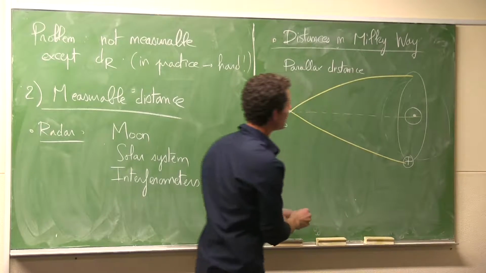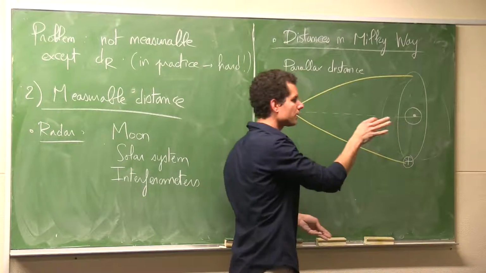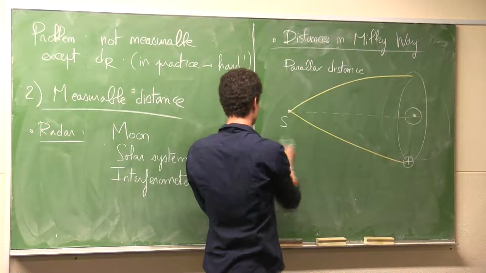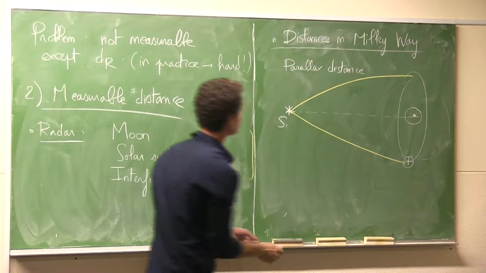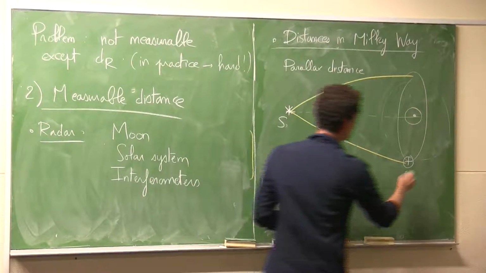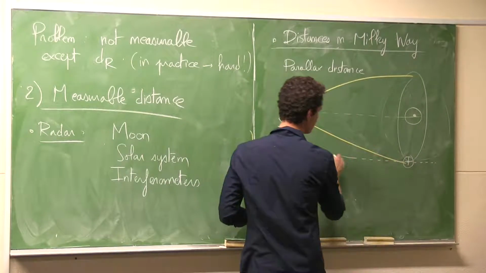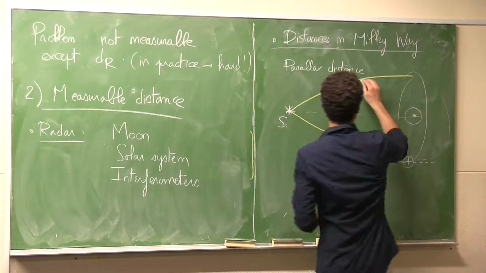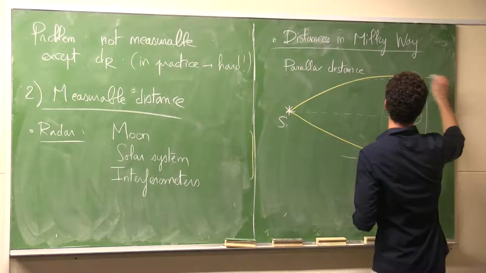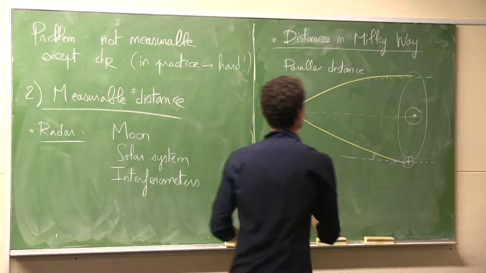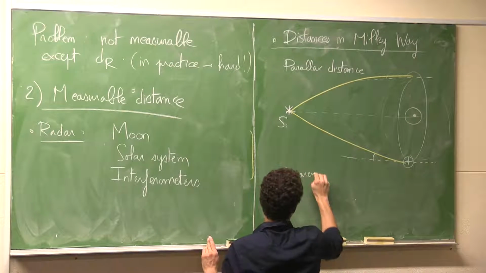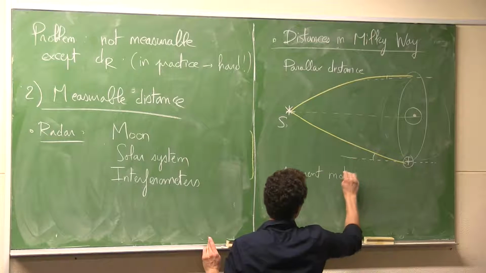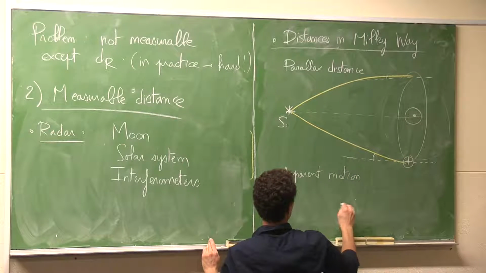So you know the principle, right? If you are on the Earth, you're looking at this source, this star. And you look at the change of apparent position of this source on your sky. So if you look at the apparent motion, it gives you something like that.